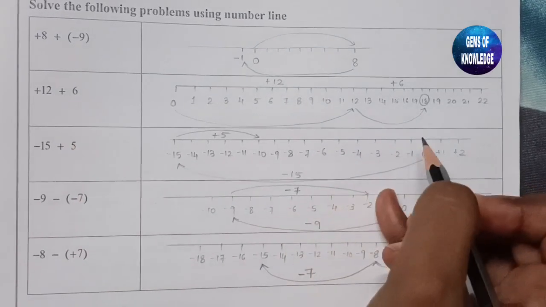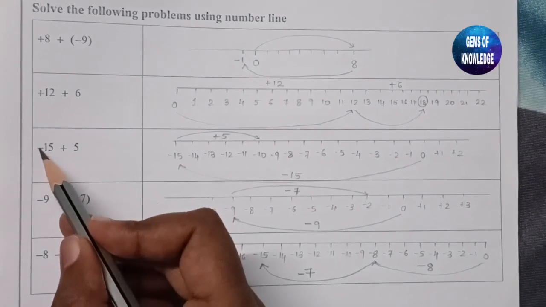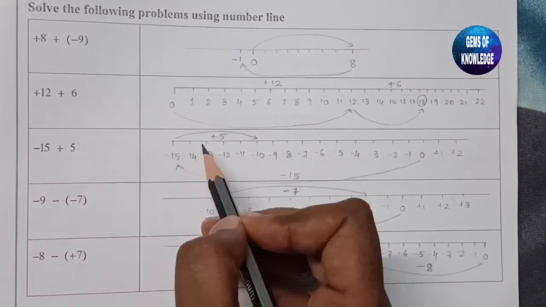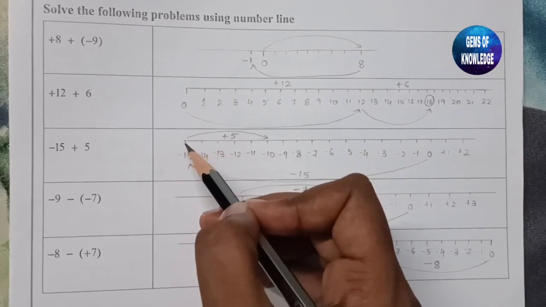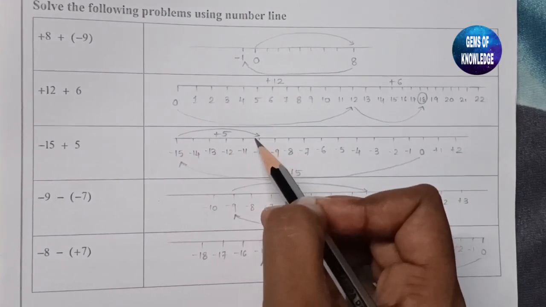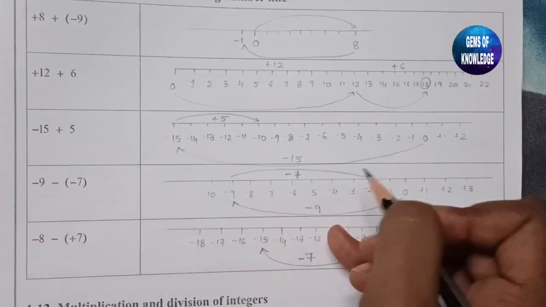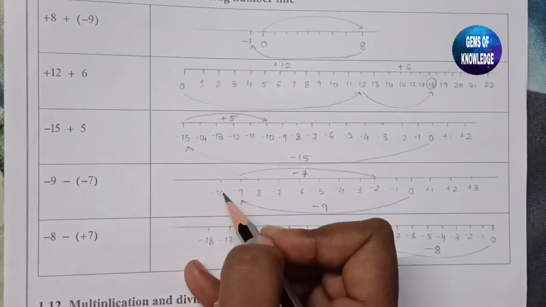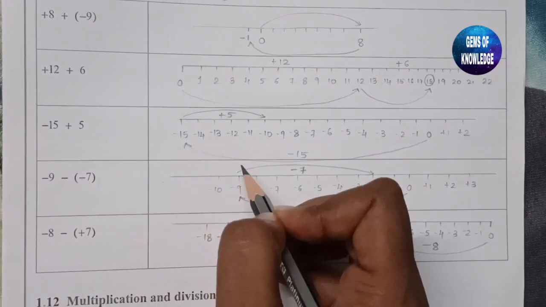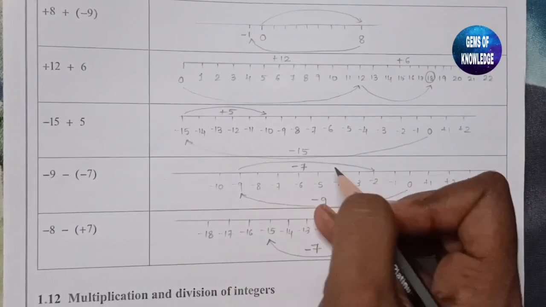Next, minus 15. From 0 you are going to come to minus 15, and one is a minus sign and another is a plus sign. So when there is a sign change, you have to move in the other direction. So from here you have to count 5. 1, 2, 3, 4, 5. So you are getting the answer as minus 10. Next, minus 9. So from 0 you are going to minus 9. Again minus into minus you are getting plus. Okay, so again you will change the sign and you will go to plus 7.